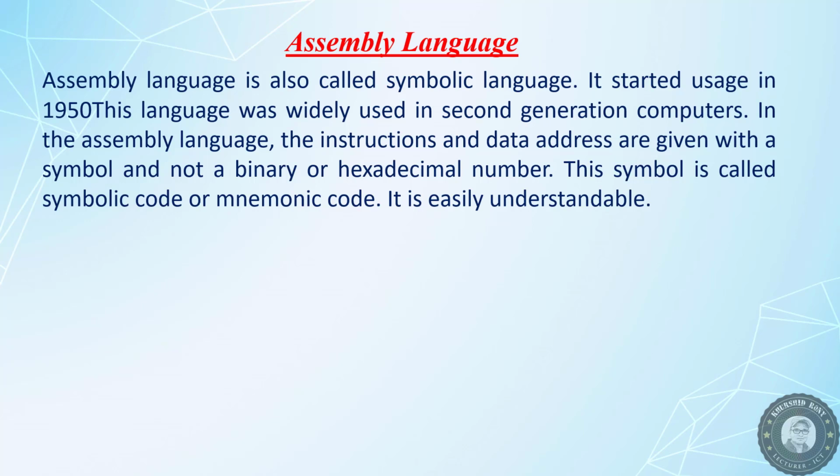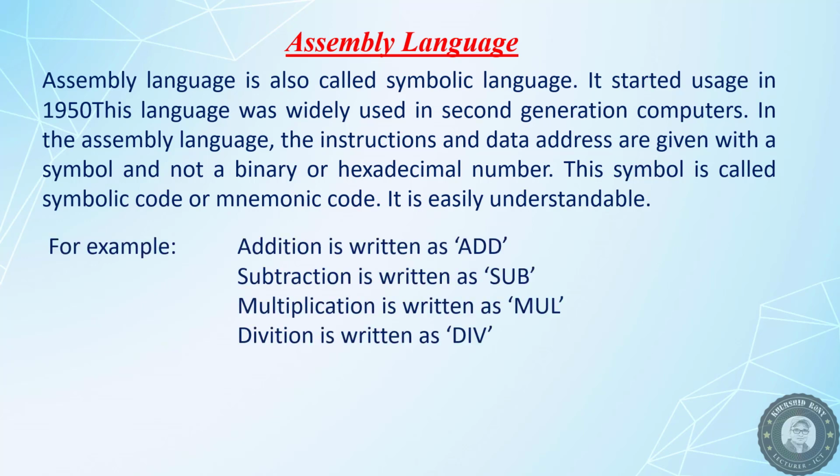Assembly language. Assembly language is also called symbolic language. It started use in 1950. This language was widely used in second-generation computers. In assembly language, the instructions and data addresses are given with a symbol and not a binary or hexadecimal number. This symbol is called symbolic code or mnemonic code. It is easily understandable. For example, addition is written as add, subtraction is written as sub, multiplication is written as mul, division is written as div.